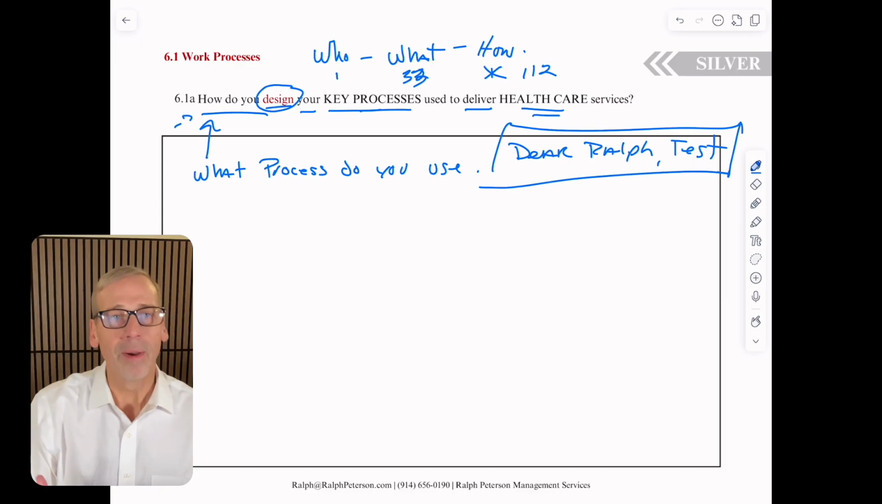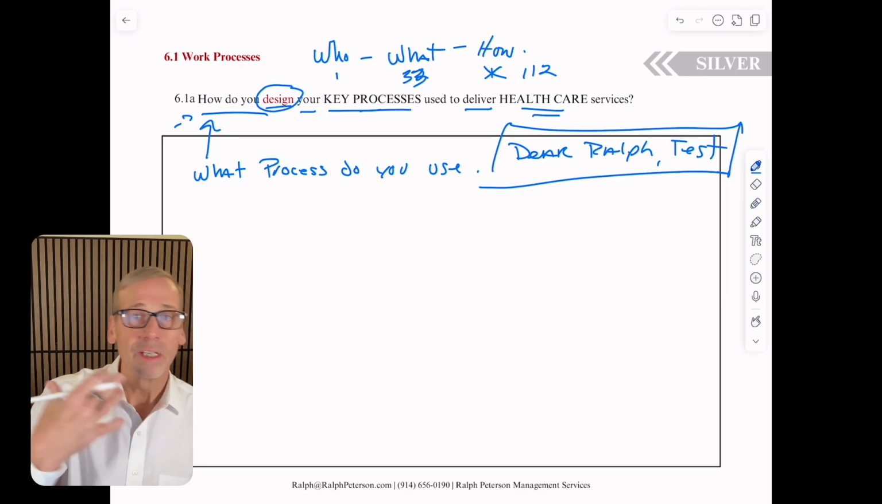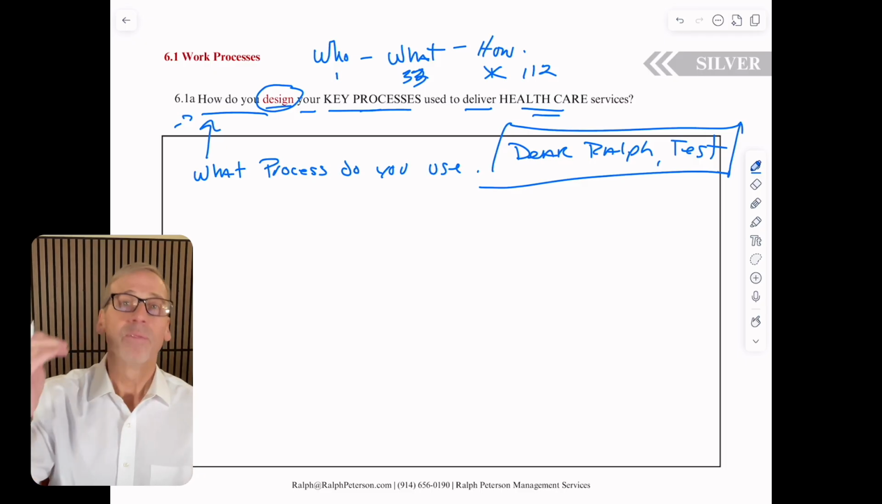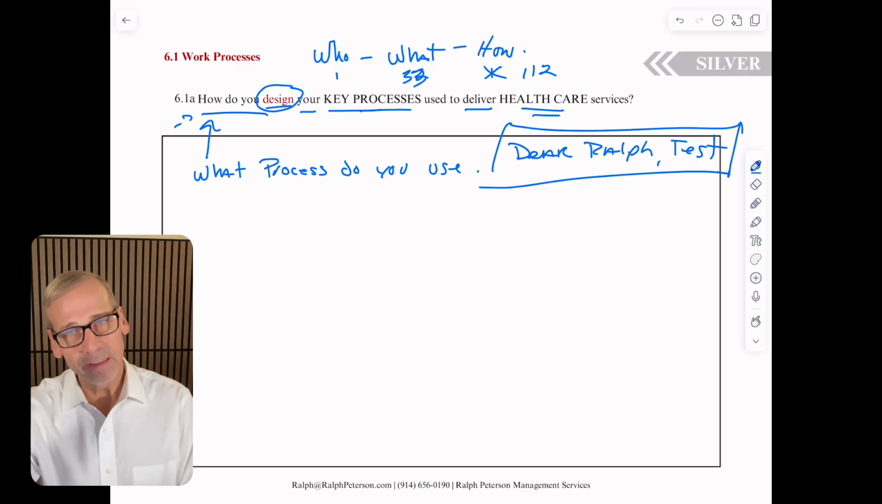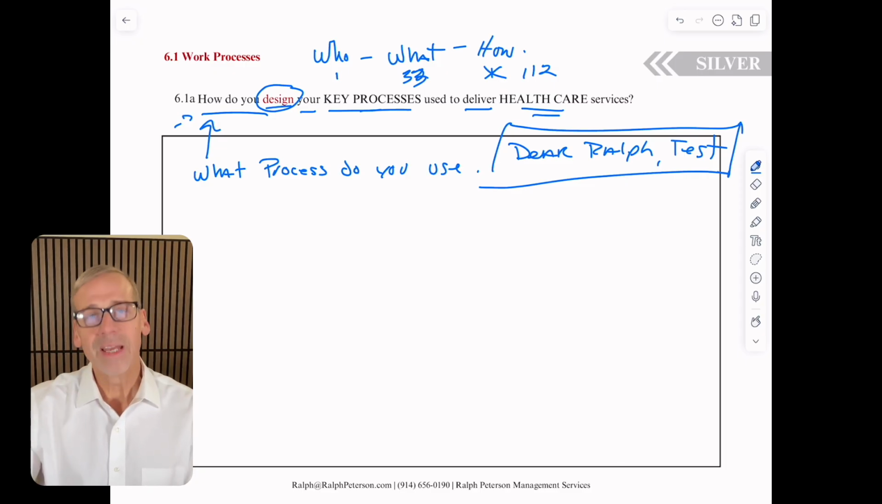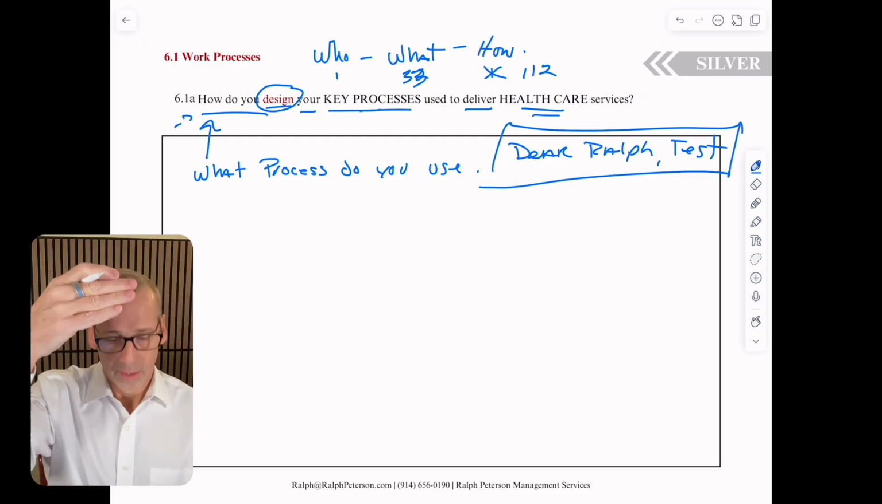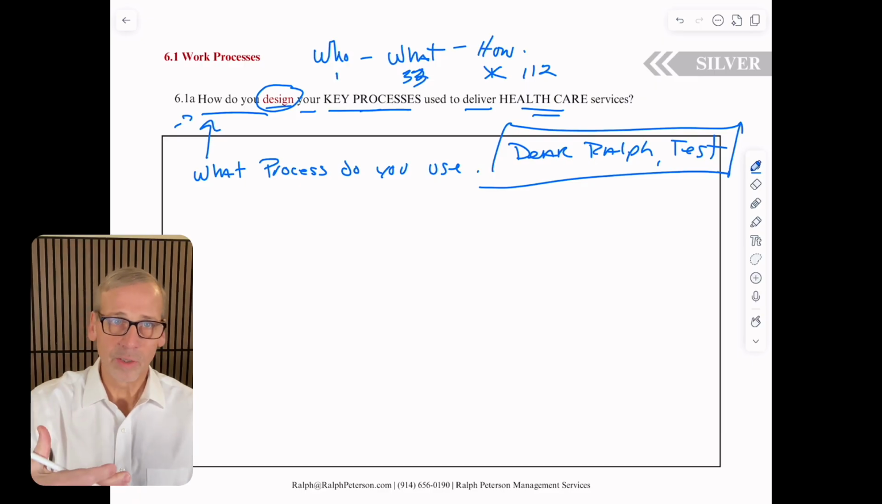So you're going to say, Dear Ralph, the way that we design our key processes that we use to deliver healthcare services is this, we do this, and then we do this, and then we do this. Now, here's the testing part. I should be able to take your answer and be able to design a process the way that you design them. That's the test. Dear Ralph, and then write your answer to the question.